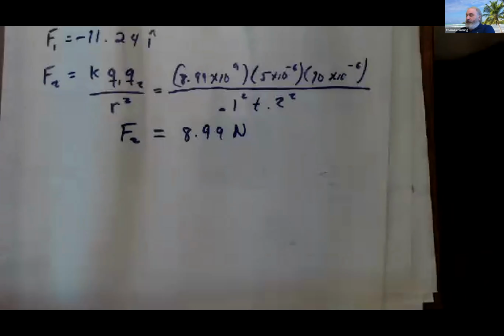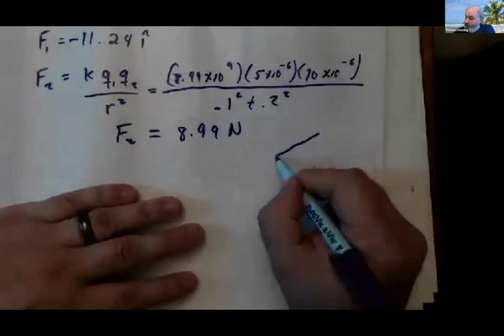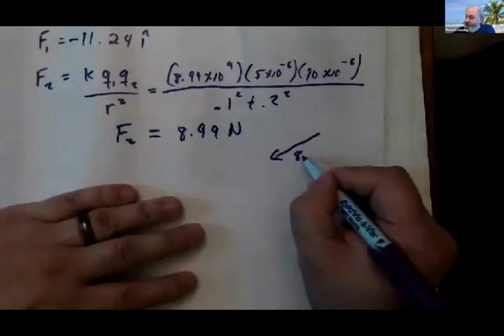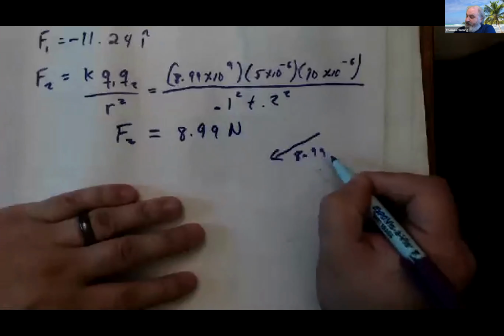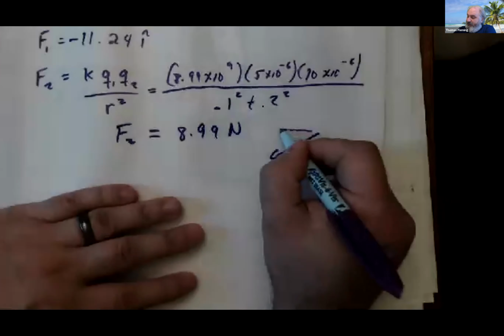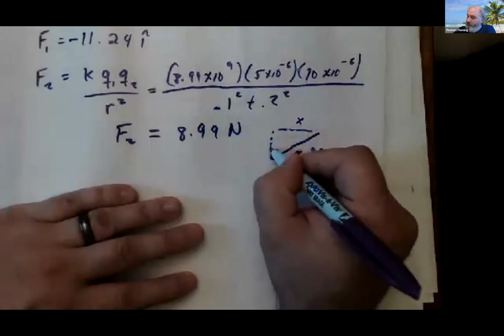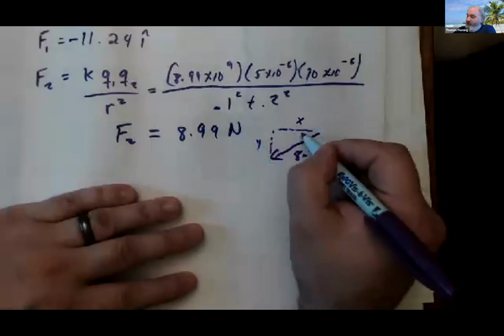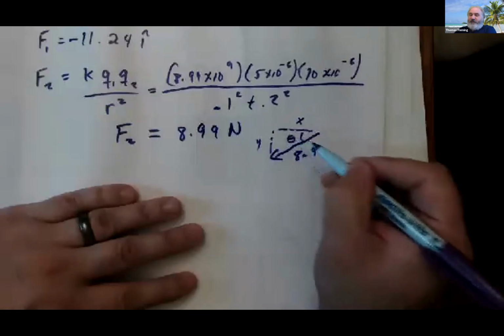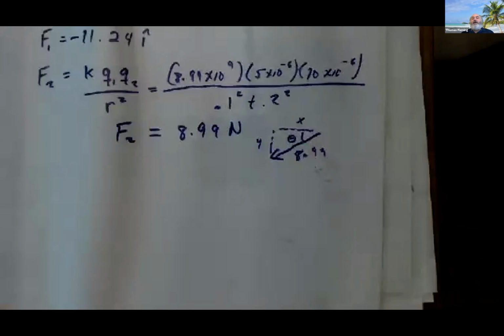So visually, I know that this is 8.99. I got to find the X part. I got to find the Y part. And it's going to make some kind of angle with the horizontal. And I don't know what that angle is. So how am I going to figure this angle out?